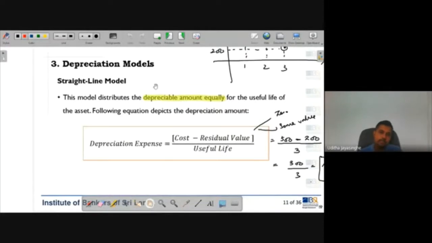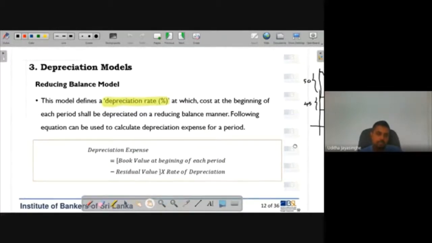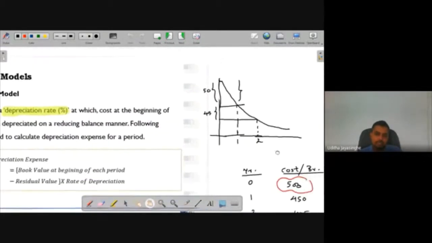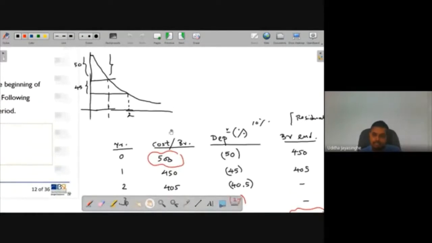There is a more practical, more widely used method compared to this straight line method. That is the reducing balance method. Here the difference is that rather than a straight line, this is going to be a reducing balance trend, kind of a y equals e to the x, precisely 1 divided by e to the x kind of trend. So here, the first year depreciation charge is not going to be equal to the second year one.